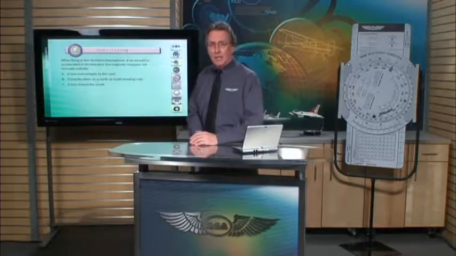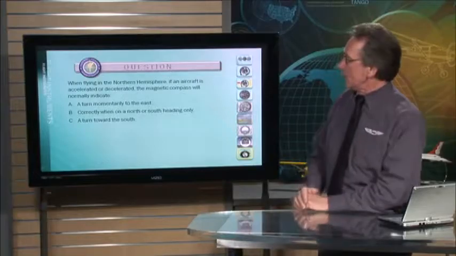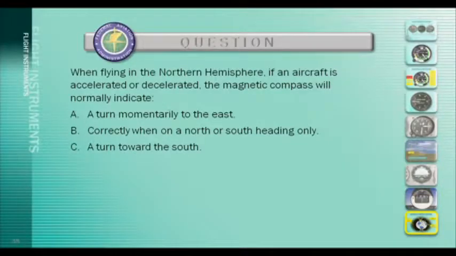Okay, welcome back for our last question of this lesson, and we're going to cover the magnetic compass and some compass errors. The question is, when flying in the northern hemisphere, if an aircraft is accelerated or decelerated, the magnetic compass will normally indicate which of these three potential answers. Only one is correct. Please review.